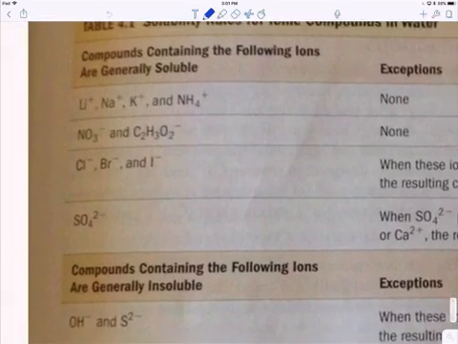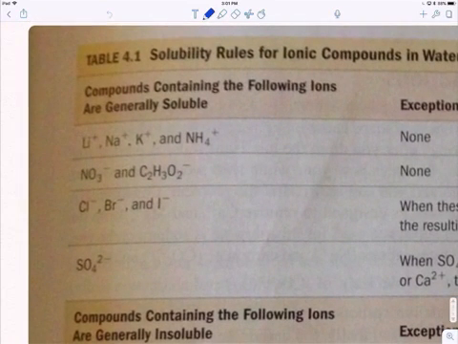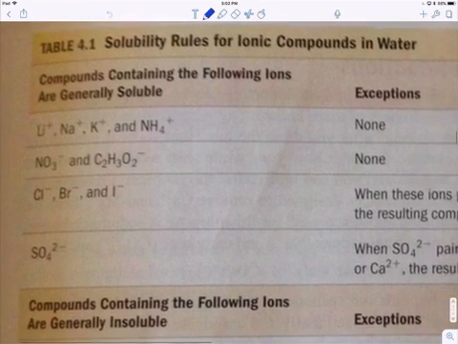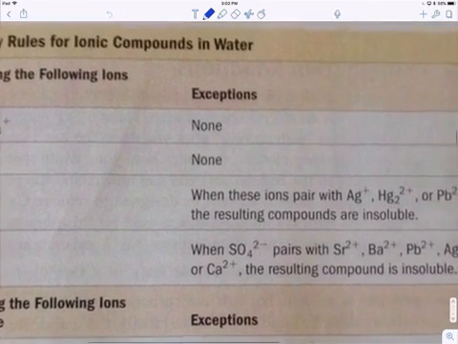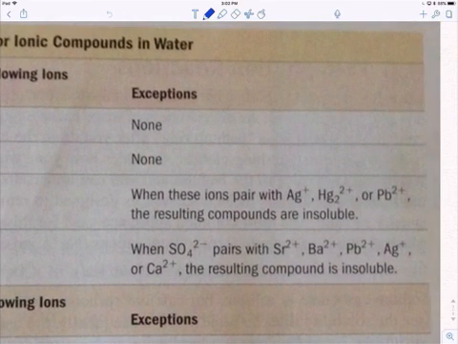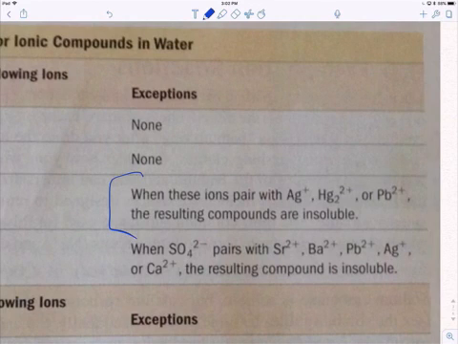In the last class, I had a hard time seeing some of these things. But the first one are the alkali metals and ammonium. So lithium, sodium, potassium, also rubidium, cesium. These are always soluble, no exceptions. And the anions acetate and nitrate, those are both always soluble. And then now we have the halides, chlorine, bromine, iodine. These are usually soluble unless paired with silver, mercury, or lead. So those are insoluble, meaning they won't dissolve, but the rest of them are soluble.